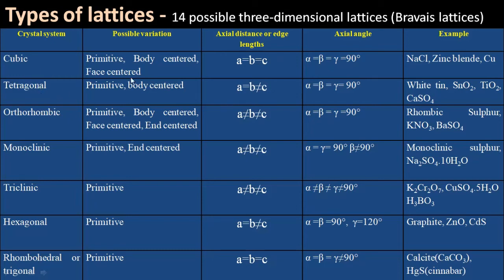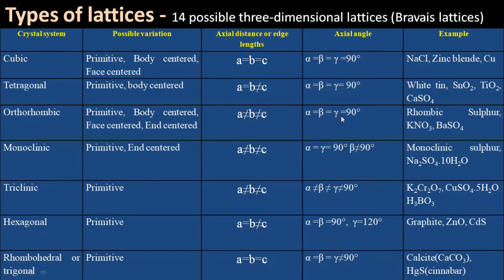Then if you look at the tetragonal, the best way to remember is to keep in mind alpha, beta, gamma equal to 90 degrees for the first three. You have to arrange the crystal types in the same pattern: cubic, tetragonal, orthorhombic, monoclinic, triclinic, hexagonal, rhombohedral. C Tom, the hero. So for the first three, you write alpha equal to beta equal to gamma equal to 90 degrees.